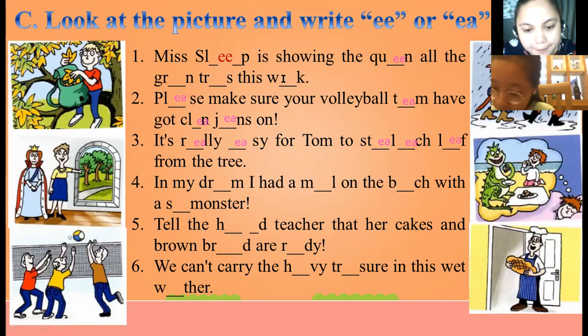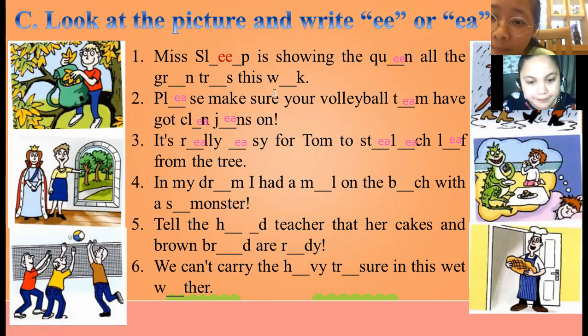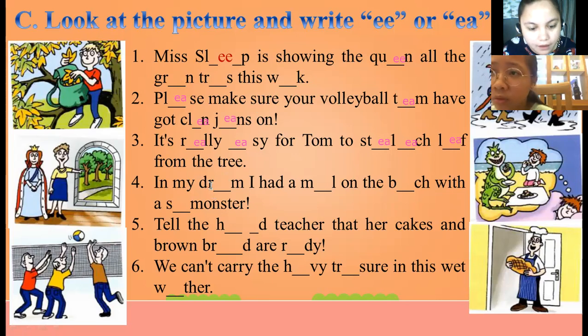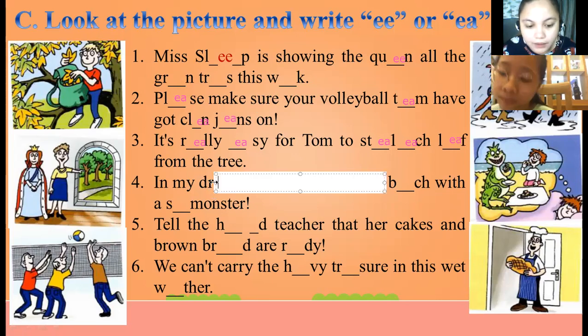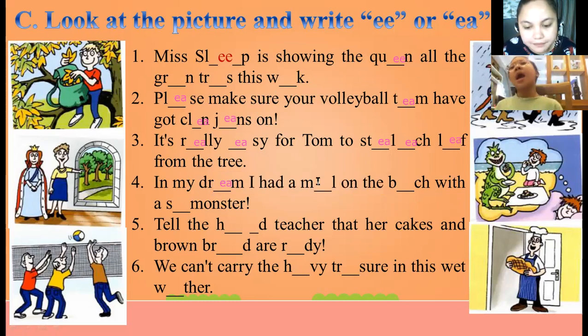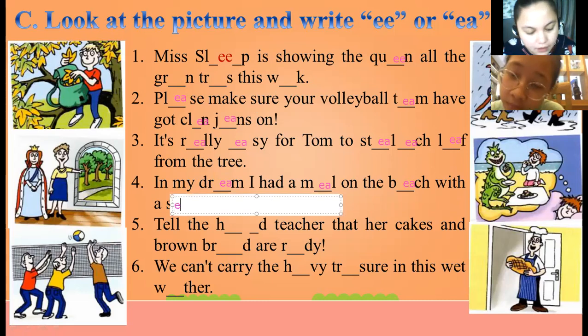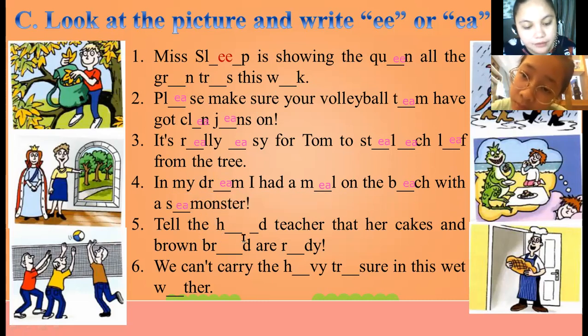Okay, number 4. In my dream, what letter? EA. Okay, in my dream, I had a meal on the beach with a sea monster. Okay, with the sea monster.